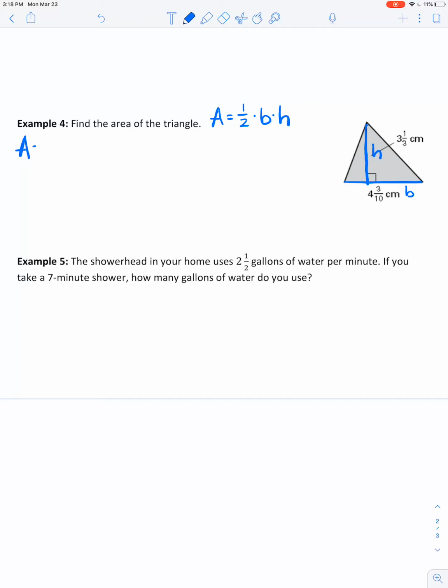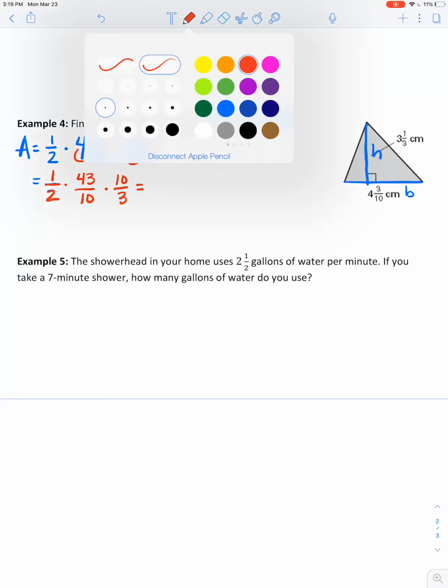Okay, so if I were to do this, I have 1/2 times base, which we said is 4 3/10, times my height, which is 3 1/3. Similar to the last example, we want to write all of these as improper fractions. So maybe I'll actually switch my color here. So we're going to have 1/2 times, let's see, 4 times 10 plus 3 is 43 over 10, and 3 times 3 plus 1 is 10.